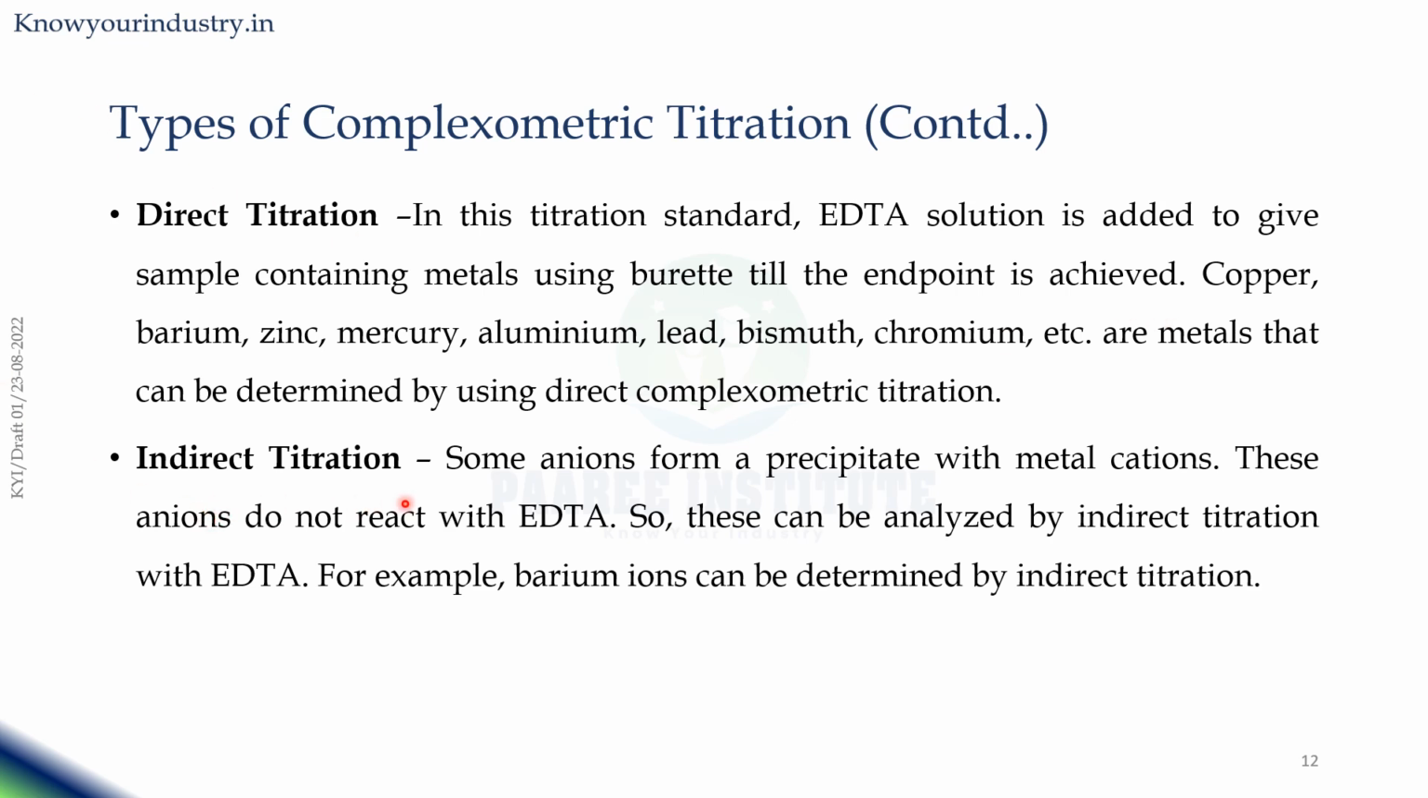And in case of indirect titration, some anions form a precipitate with metal cations. These anions do not react with the EDTA. So these can be analyzed by indirect titration with EDTA. For example, barium ions can be determined by indirect titration.